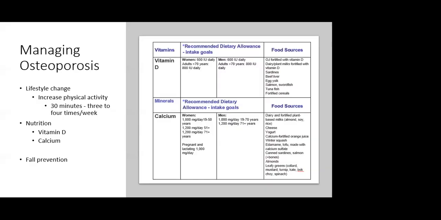And then when we're talking about management of osteoporosis, this can include lifestyle change, which a lot of the times it's been identified that 30 minutes of exercise 3 to 4 times a week can improve bone mineral density. So that's beneficial. Many exercises have been shown to benefit bone health. This includes resistance strength training and a combination of exercise programs.